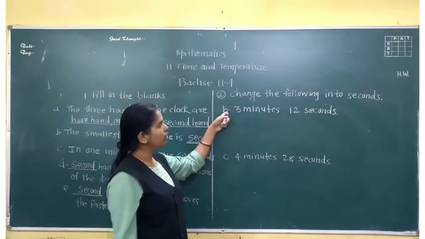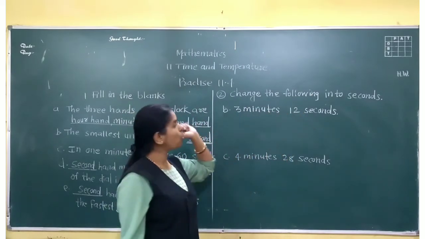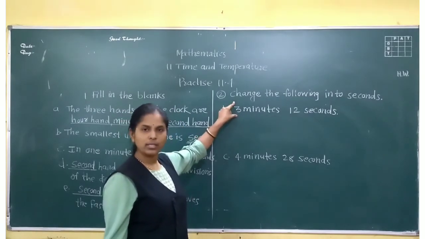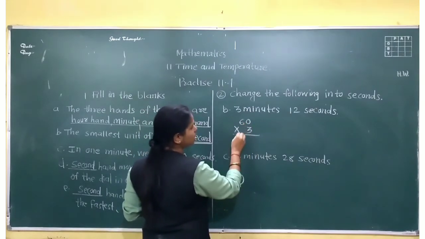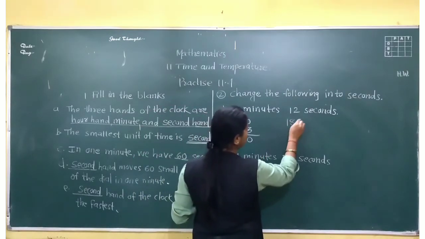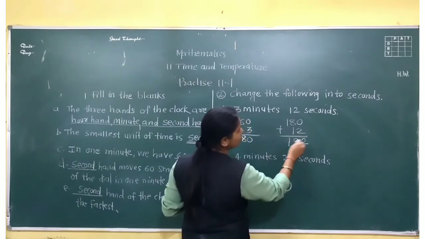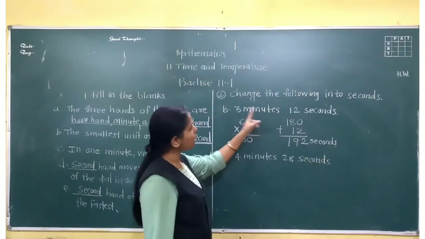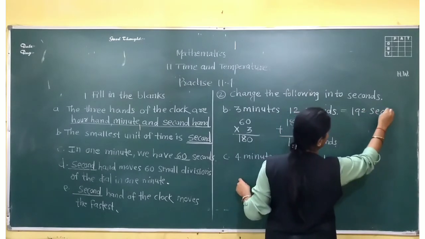Now look here. B. 3 minutes 12 seconds. We have to convert it into seconds. So what do we have to do? First convert 3 minutes into seconds. How? Multiplied by 60. So 60 multiplied by 3. 3 sixes are 18 and this 0. 180 seconds. Now to this 180 add 12 seconds. So how many? 192 seconds. 3 minutes 12 seconds means how much? 192 seconds. Okay.